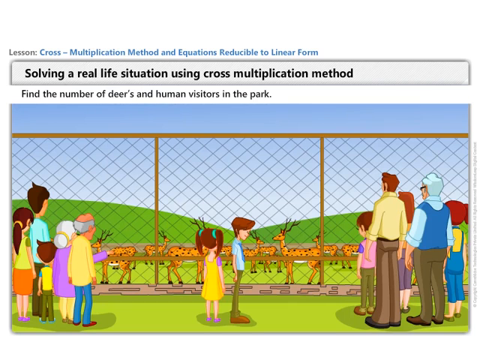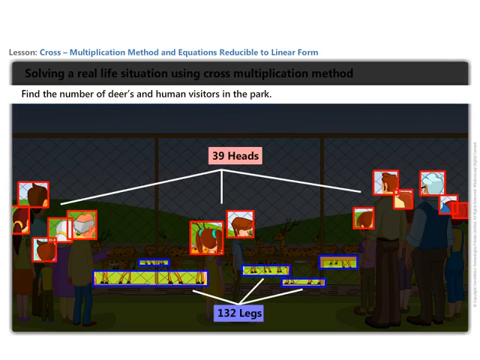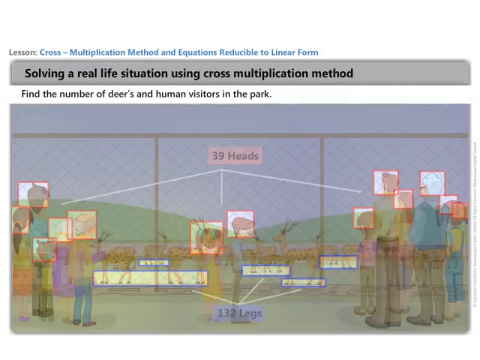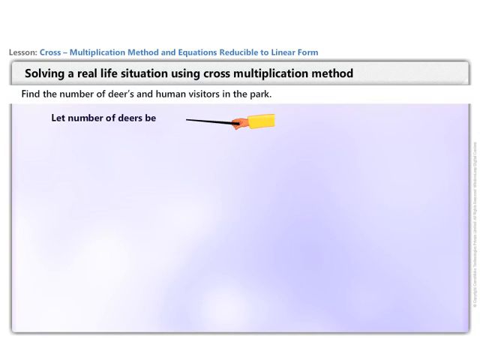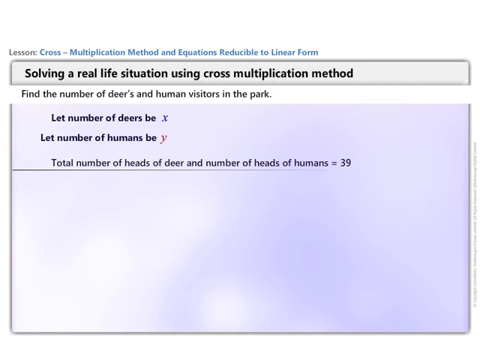Now, let us solve a real-life situation using the method of cross multiplication. In a deer park, the number of heads and the number of legs of deer and human visitors were counted, and it was found that there were 39 heads and 132 legs. Find the number of deers and human visitors in the park. Let us represent deers by variable, say, x, and humans by variable y.